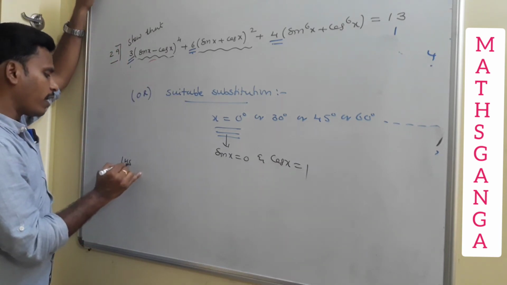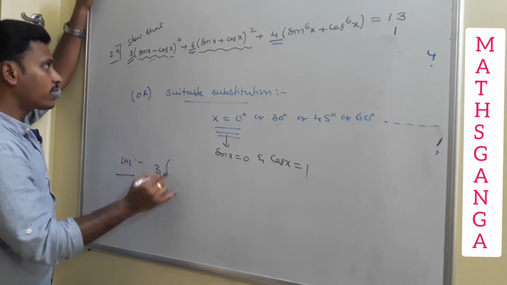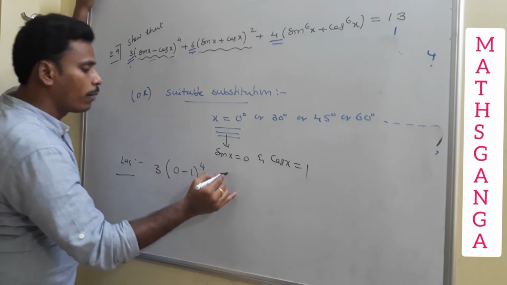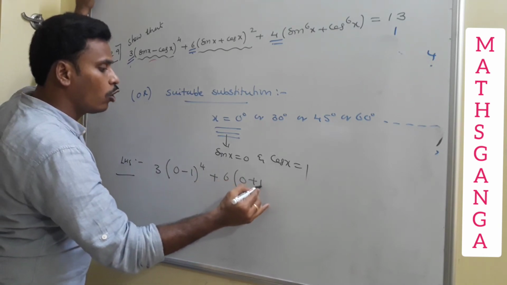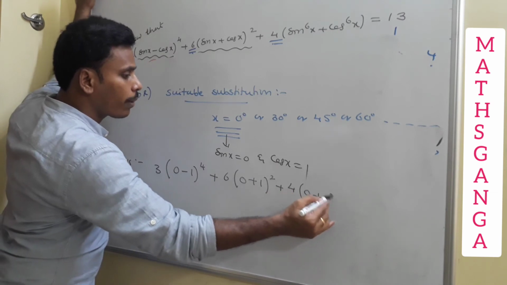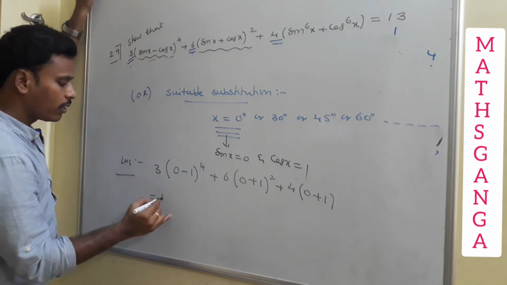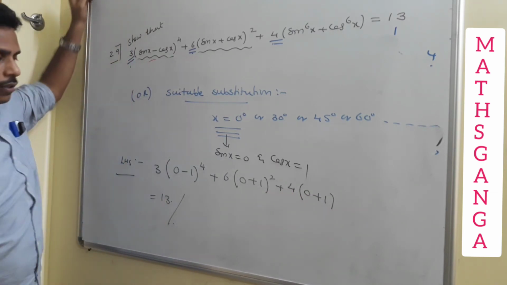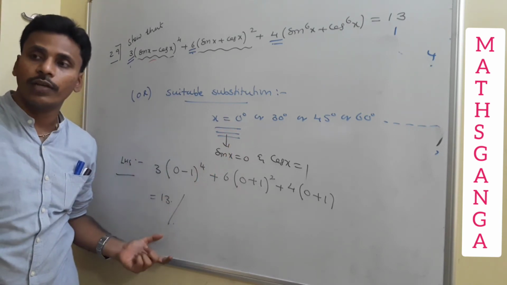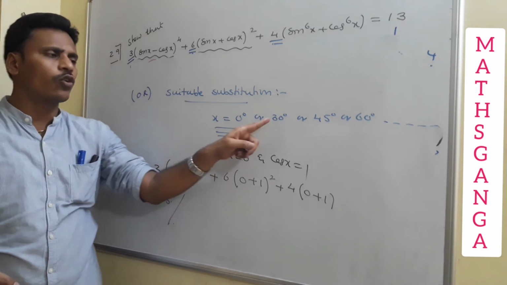Then what is the left hand side of the problem? The left hand side is 3 times (0 minus 1) to the power 4, plus 6 times (0 plus 1) whole square, plus 4 times (0 plus 1). And if you simplify, it directly results in 30. If x equals 0, the left hand side on simplification gives us 30. So you may take x equal to 30.